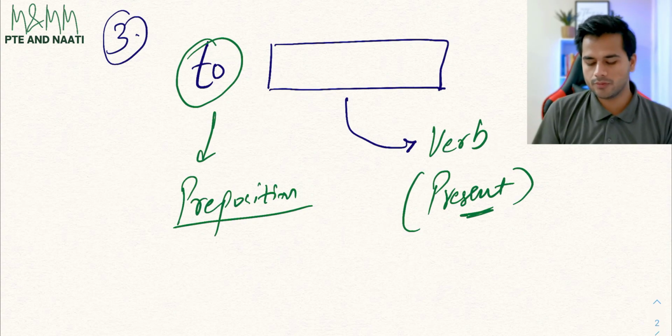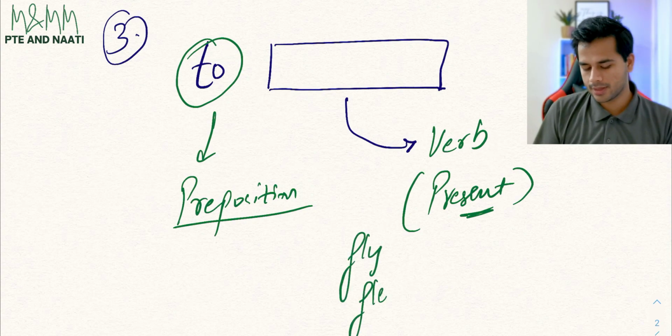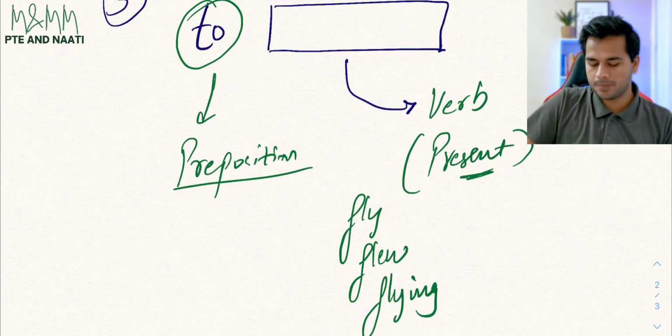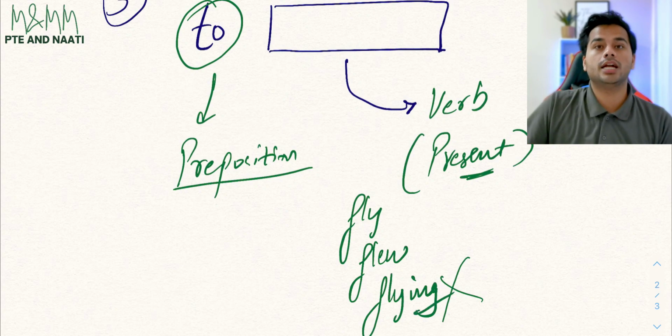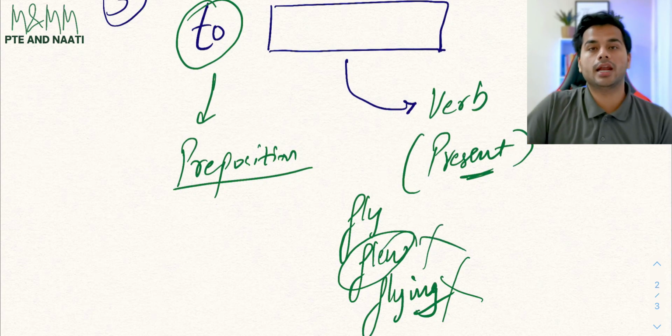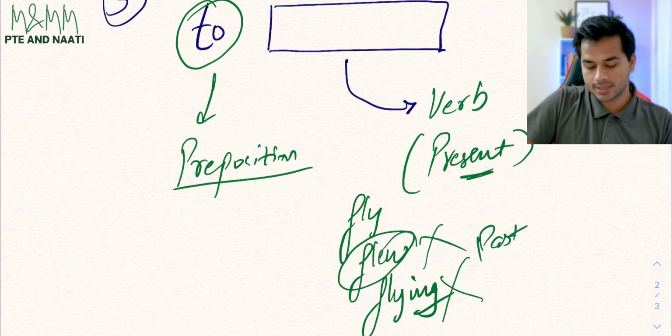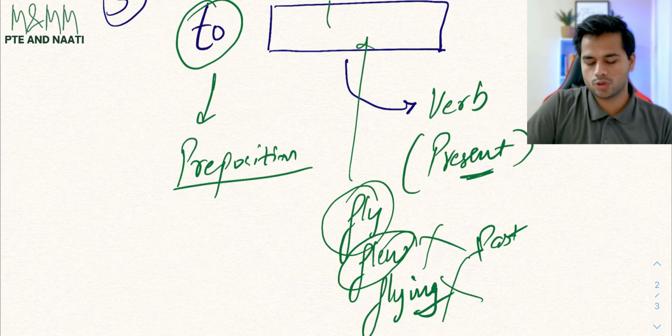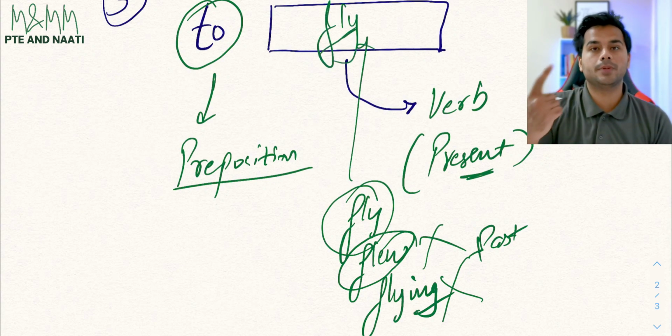So for example, if I give you three options, fly, flew, flying. Here the correct answer can't be flying because flying has got "ing" at the back. That means it's a continuous tense. Flew cannot be my correct answer because it's in the past tense. My correct answer has to be fly because fly is present.